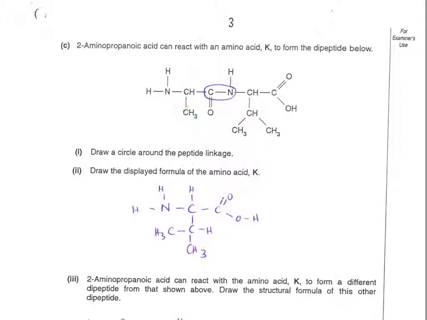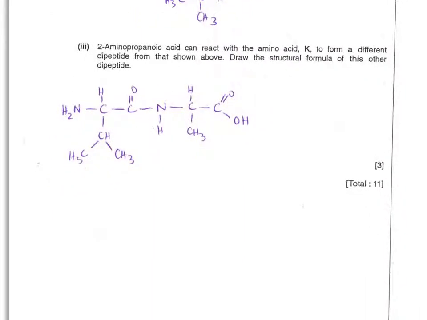So we simply switch places for those two amino acids, and if we do that then we end up with this structure. Again, the peptide link is there, the bond between the carbon and the nitrogen including the carbonyl and the hydrogen there. And it looks very similar but it's subtly different. This is amino acid K with the acid part forming part of the peptide link, and this is alanine forming the amine part.